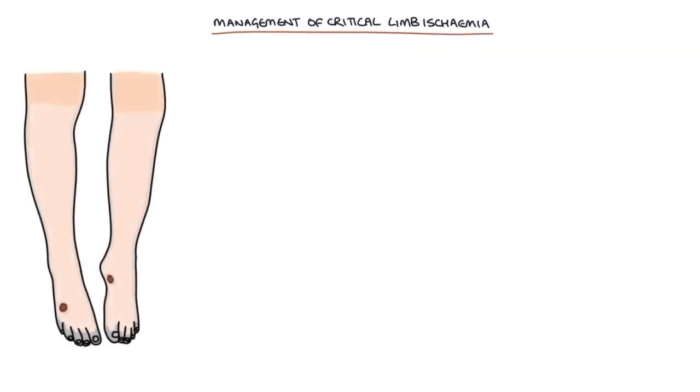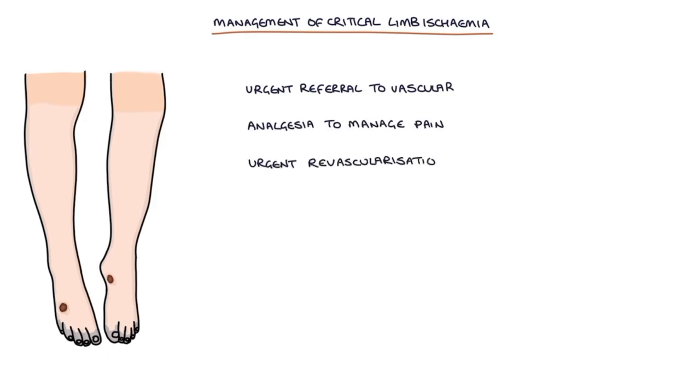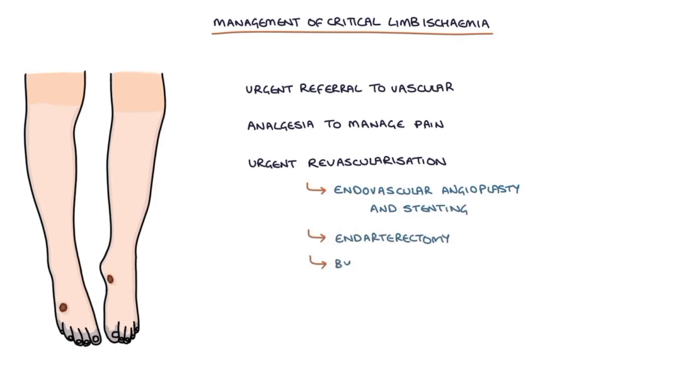Let's talk about the management of critical limb ischemia. Patients with critical limb ischemia require urgent referral to the vascular team. They require analgesia to help manage the pain. Urgent revascularization can be achieved by endovascular angioplasty and stenting, endarterectomy, or bypass surgery. Amputation can be used to remove the limb if it's not possible to restore the blood supply.